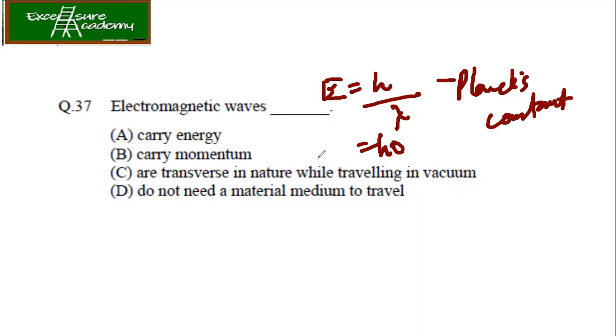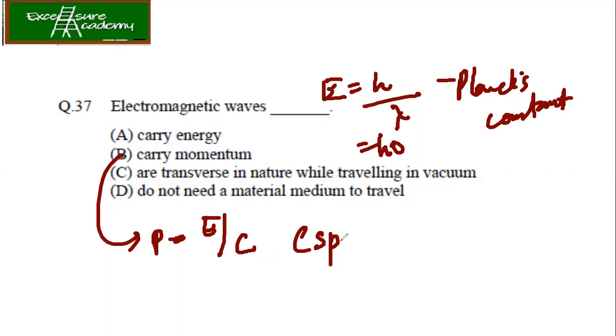Now, electromagnetic waves carry momentum, which is proportional to energy. This is given as E by c, where c is the speed at which electromagnetic waves travel in vacuum. It is also known as the speed of light. I hope you know what the speed of light is and what its value is.